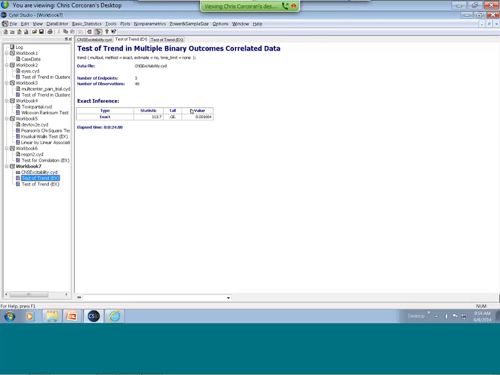Of course, that kind of multivariate trend test is very useful, especially in developmental toxicology, where the researchers may be measuring more than one thing.